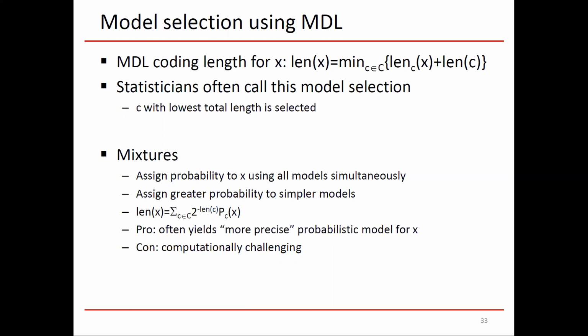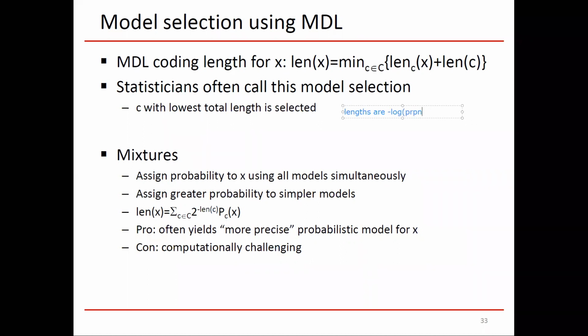And recall, lengths relate to probabilities: the length is the negative log of the probability. Because of that, adding lengths is analogous to multiplying probabilities. And we saw that multiplying probabilities in this case gives us the joint probability.